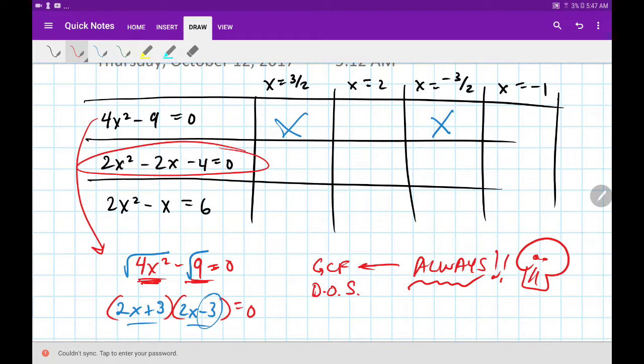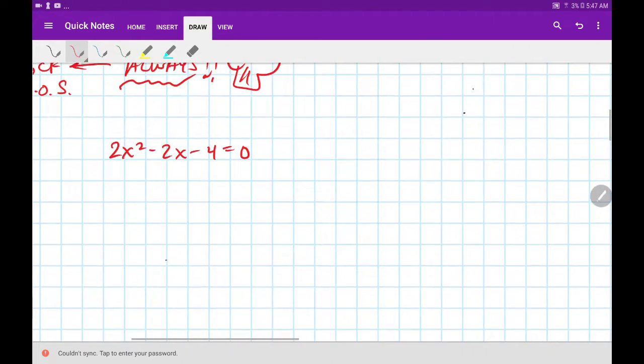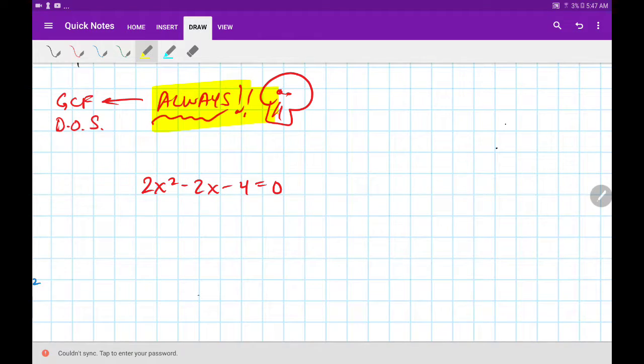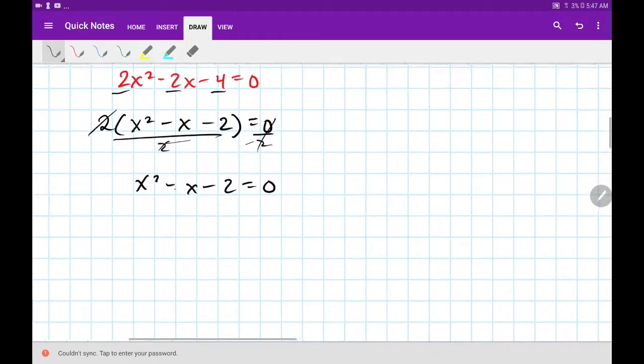All right, let's do the second one. So 2x squared minus 2x minus 4 equals 0. Now, no matter how many terms I have, what do I always do first? I see if I can pull out a greatest common factor. In this case, these are all even numbers, and I can factor out 2. I'm left with x squared minus x minus 2 equal to 0. Now, I can ignore that 2 because if I divide both sides by it, it disappears. Nothing changes. So I'm just going to focus on x squared minus x minus 2 equals 0.